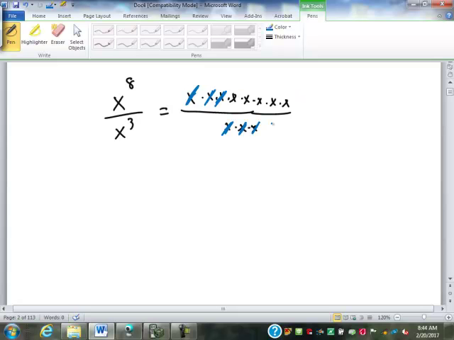Now, if everything cancels out on either the top or bottom, that means it's a 1, right? Just like if I had 3 over 9, I divide both by 3, I'm left with 1 over 3. I'm not left with a blank over 3, right? So what's on bottom here is 1. On top is x to the 5th, because there's 5 of those x's still left. So it's x to the 5th over 1, or just x to the 5th.